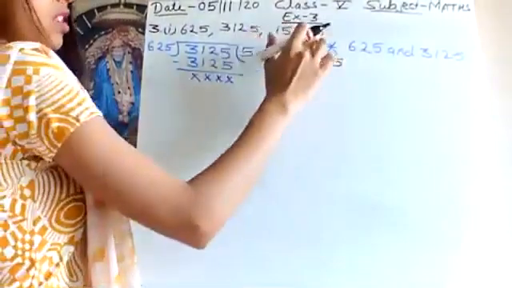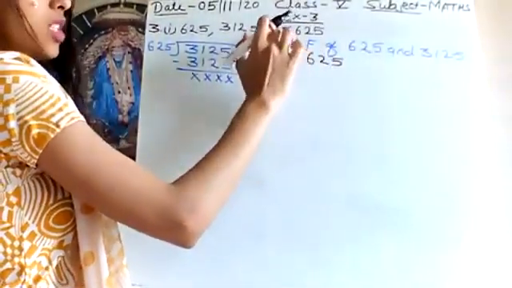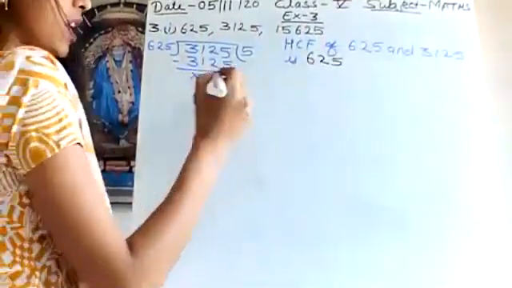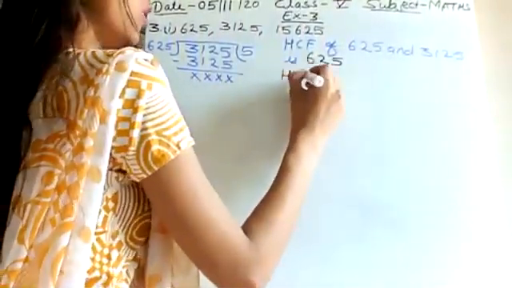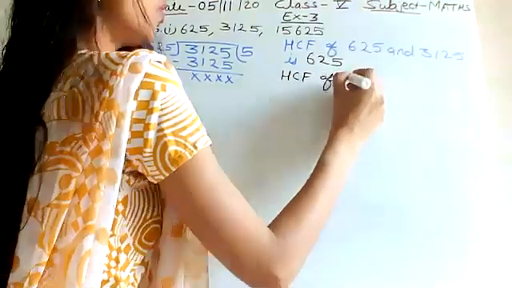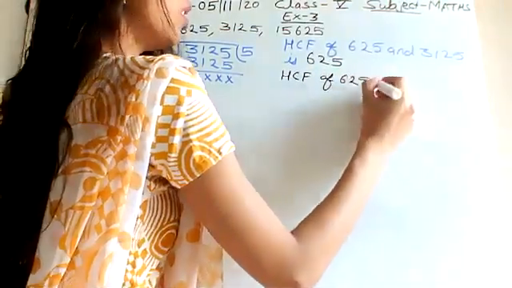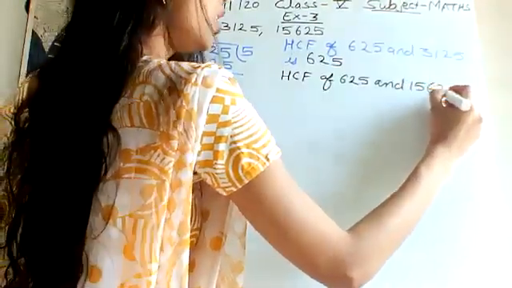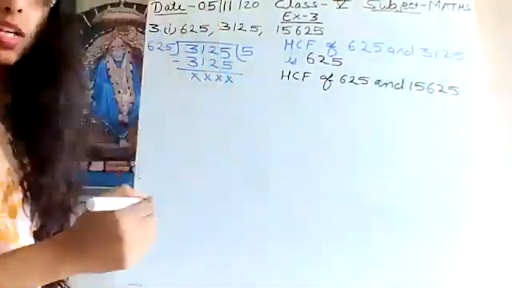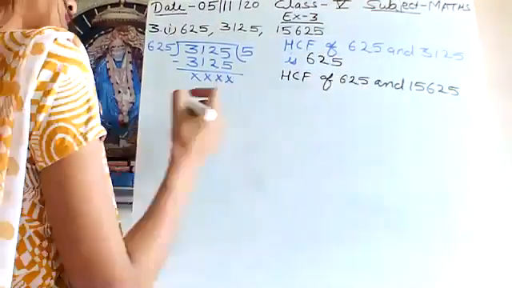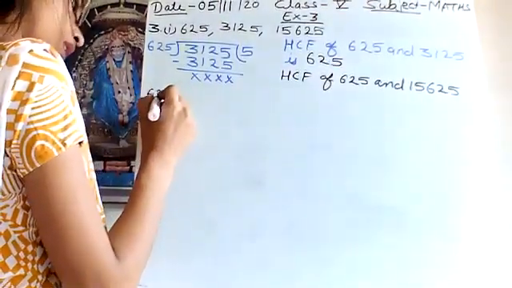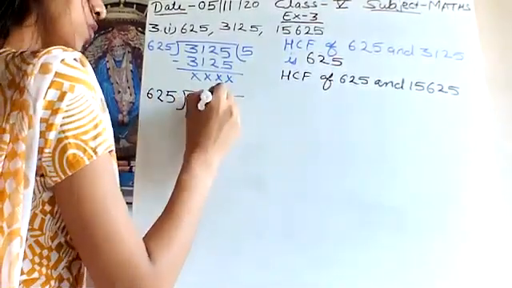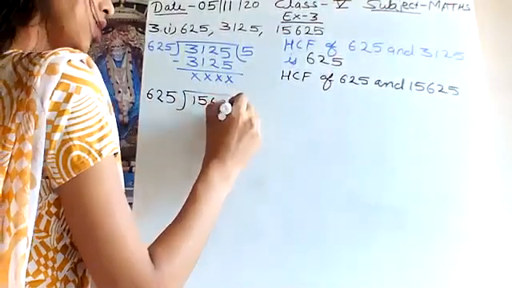Okay. Now what we will do? We will consider this third number and the HCF of these two numbers. Now we will find HCF of 625 and 15,625. ठीक है? So now 625 again it will become the divisor and dividend क्या होगा? 15,625.